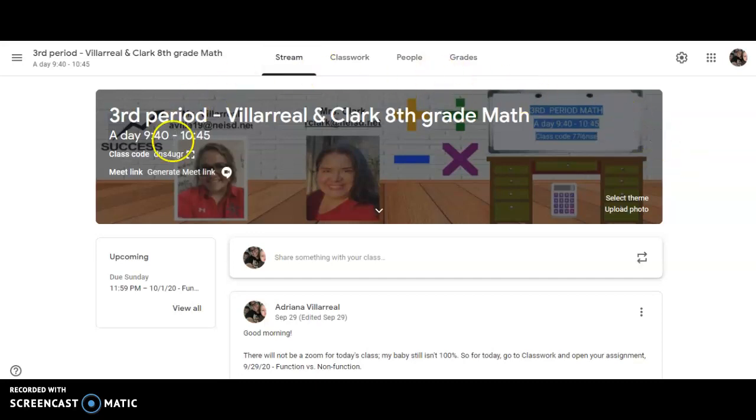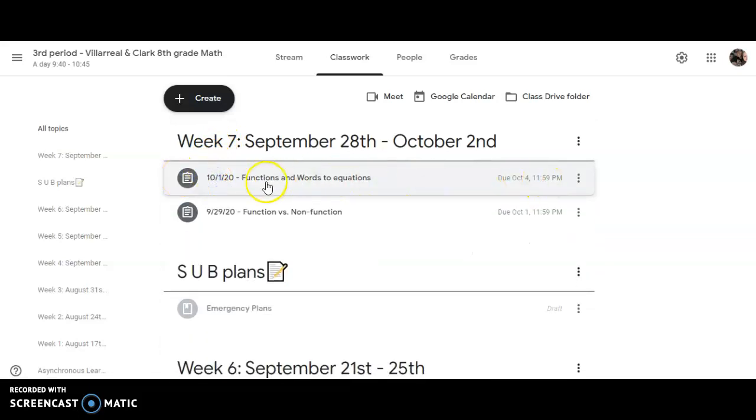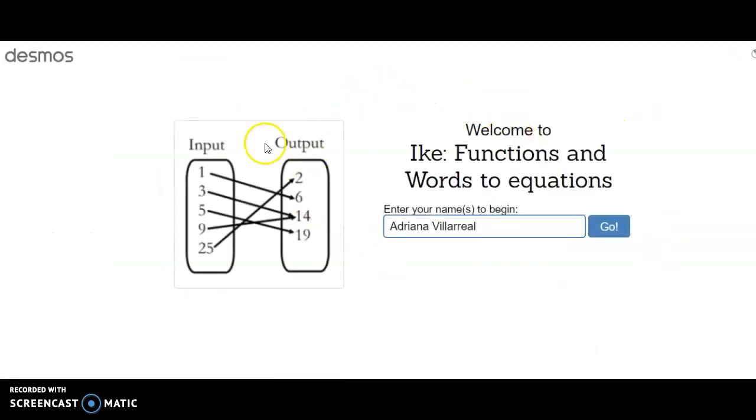So if you go to your Google Classroom for math, right, click on classwork. It is posted under week 7. It is the one that is titled with today's date, which is either 10-1 or 10-2. The title's the same, functions and words to equations. If you click on that, click on the Desmos link, it will take you directly to Desmos. You type your name and hit go. If it asks you to sign in with Google, go ahead and click that and put your school email and password.